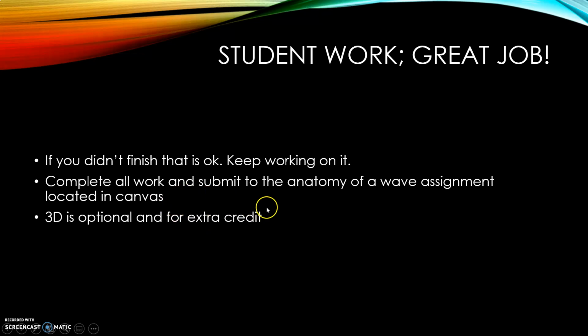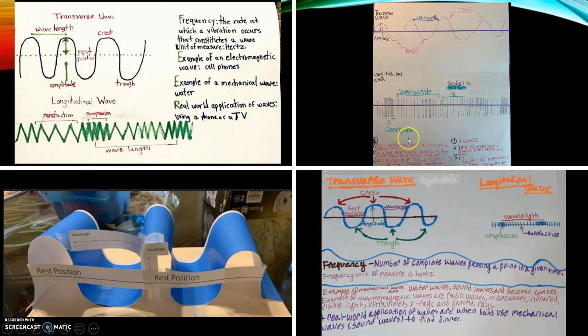Complete all work and submit it to the Anatomy of Wave assignment located in Canvas. 3D is optional and for extra credit. I did get a few 3D submissions and they looked amazing. I think that's a fun little project you can do at home, and you can use whatever materials you have. Just take your drawing and make it 3D. Here are some examples of some of the work I received. Now, I couldn't put everybody's work up there, but everything I did receive was good.